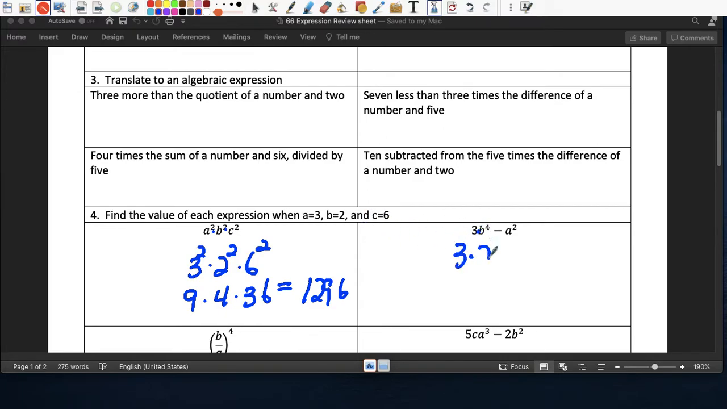This one we have 3, don't forget the multiplication, times, what's B? B is 2 to the 4th power, minus A, which is 3 to the 2nd power. We substitute the letters, right? So, exponents first, so 3 times, what's 2 times 2 times 2 times 2? 2, 4, 8, 16. Minus 3 to the 2nd power, which is 3 times 3, which is 9. So now we do multiplication, 3 times 16, which is 48. Minus 9 is going to give me 39.